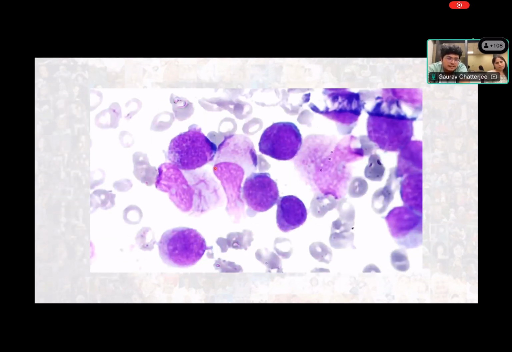So what is the morphology? What about this cell? What are these here? Bundle of rods, multiple rods. What are they called? Faggots. So what do you think on morphology? What is your diagnosis? This diagnosis, of course, you have to make on morphology only, right? No other way. Acute promyelocytic leukemia, right? Yes.